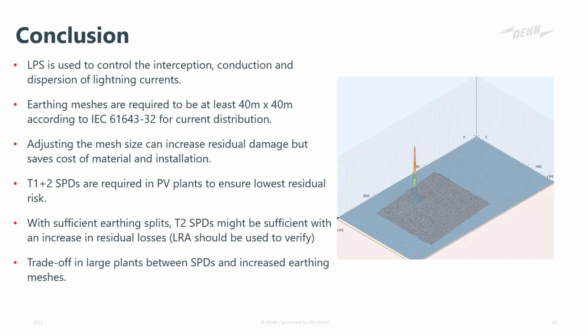And the aim then of this was that there's a trade-off in these big plants. So you can either install type 1 SPDs and ensure that the inverters are mostly protected and the residual loss is very low, or you could increase the earthing and have more earthing meshes, but this carries a cost of installation and material cost, and it depends on what makes the most financial sense when constructing this plant.